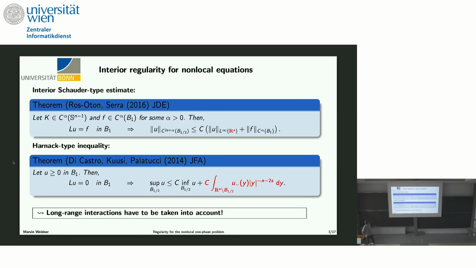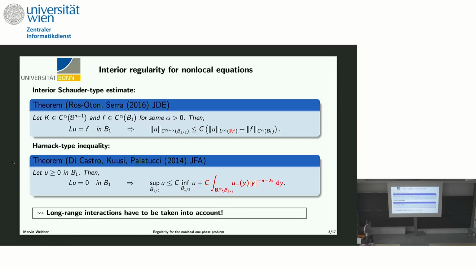Also, you can ask about Harnack inequalities, right? When you have a non-negative solution, is your supremum comparable to your infimum? And also here, the answer is yes, you can prove something like this, but the non-locality somehow makes your life much harder because it turns out that this Harnack inequality might fail if you assume your solution to be only non-negative in the ball. Yeah? So what might happen is that when you have a solution that is non-negative in the ball, but outside the solution domain it becomes negative, then this non-locality might influence the values of your solution inside and make the supremum and infimum no longer comparable of this form.